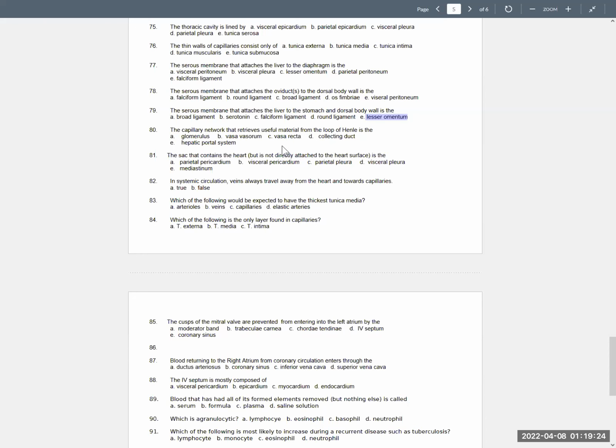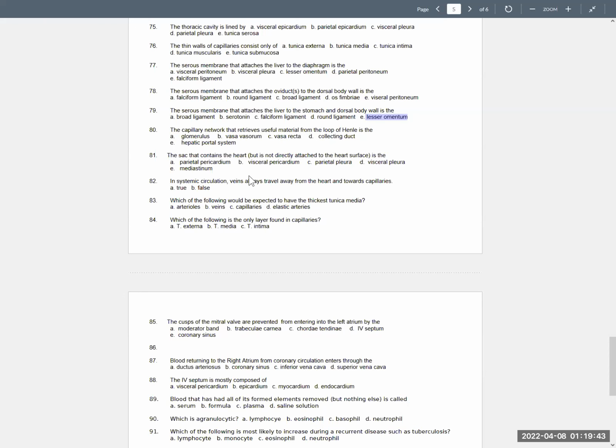It's the capillaries that spread out all over the loop of Henle. Vasa recta. You must have said vasa recta because I heard the recta part. It's the only one with it. C. That's it. Yes. C is it.